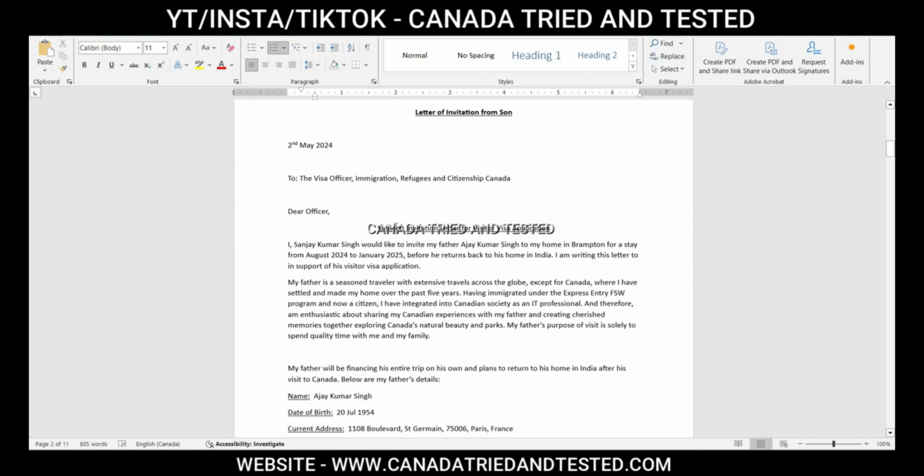Dear Officer, subject is invitation letter for visitor visa application. I, Sanjay Kumar Singh, that is the son, would like to invite my father Ajay Kumar Singh to my home in Brampton for a stay from when to when that stay is intended, that is written here, before he returns back to his home in India. I'm writing this letter to you in support of his visitor visa application.